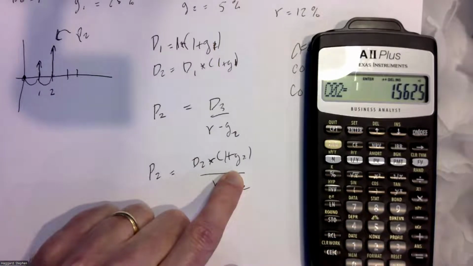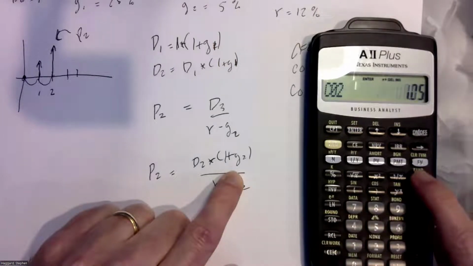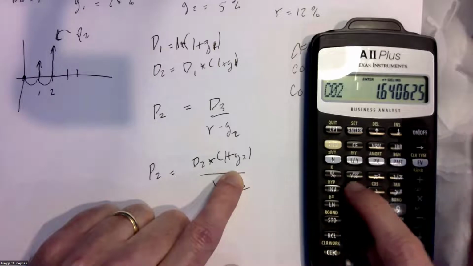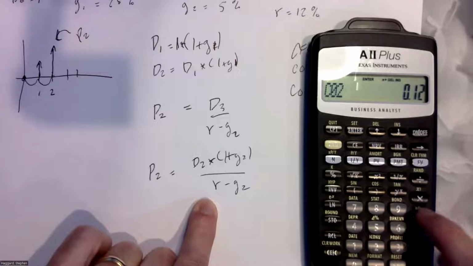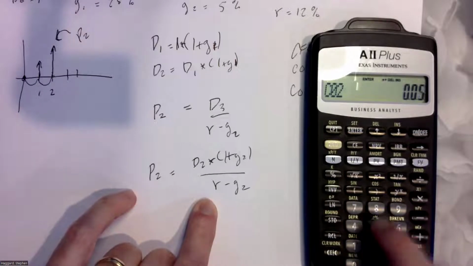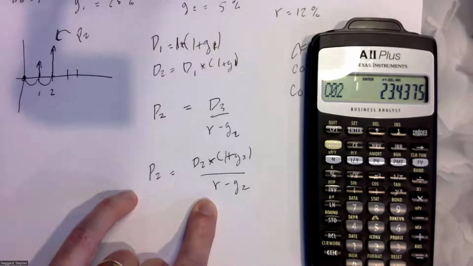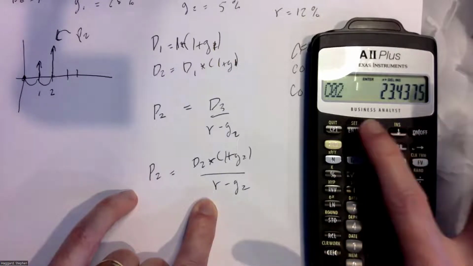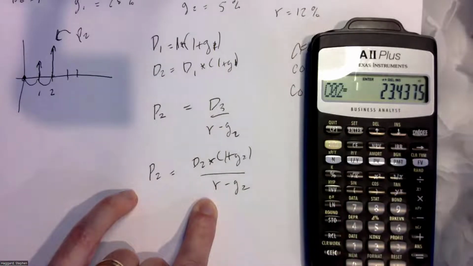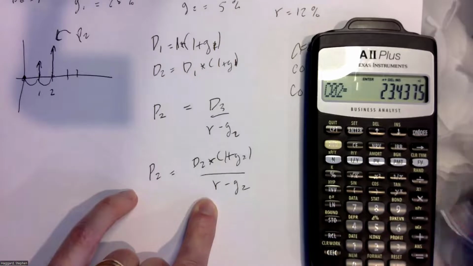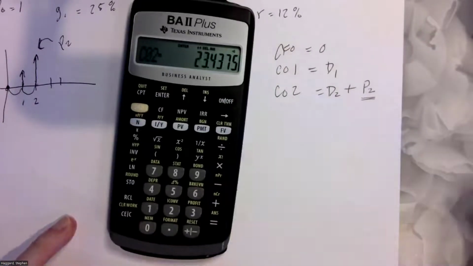Okay, so I'm going to multiply this times 1.05, divide by, open parentheses, R is 0.12 minus that second growth rate, 0.05, close parentheses, equal. So I'm getting $23.44 here. I'm going to hit enter here, but we're not quite there. So this just represents P2. What do I need to add back to it?